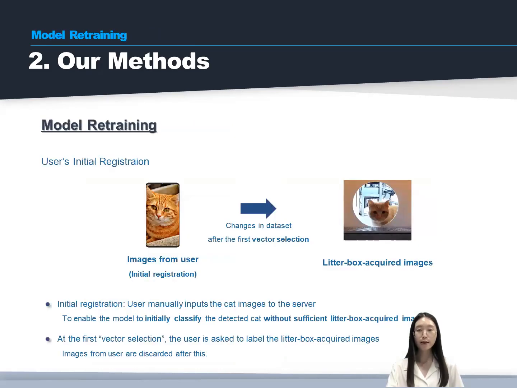Before we get deep into each process, let's look at users' initial registration. Initially, the user manually inputs the cat images to the server from their phone and so on. This enables the server model to initially classify the detection results from the litter boxes. However, these images are discarded after the vector selection because the system uses images from litter boxes, not from users' phones, and etc.